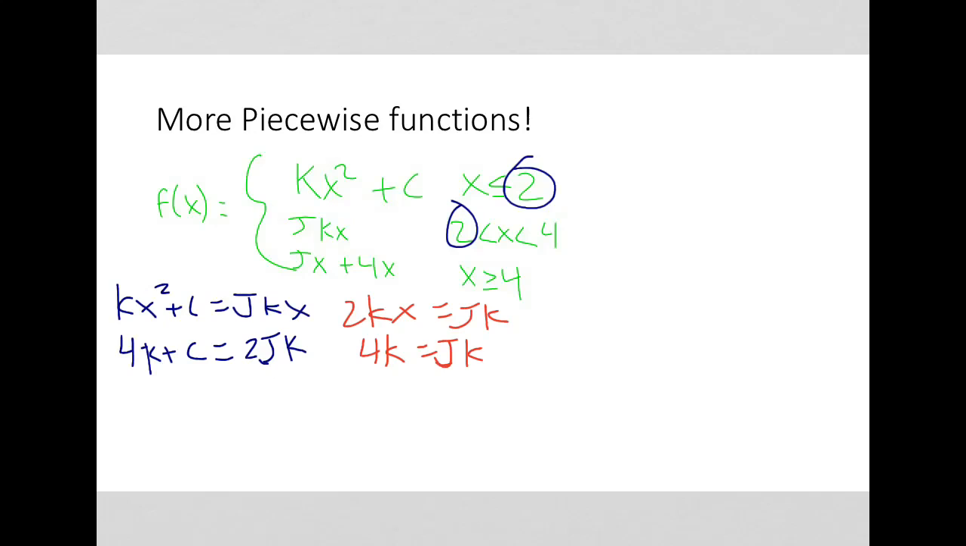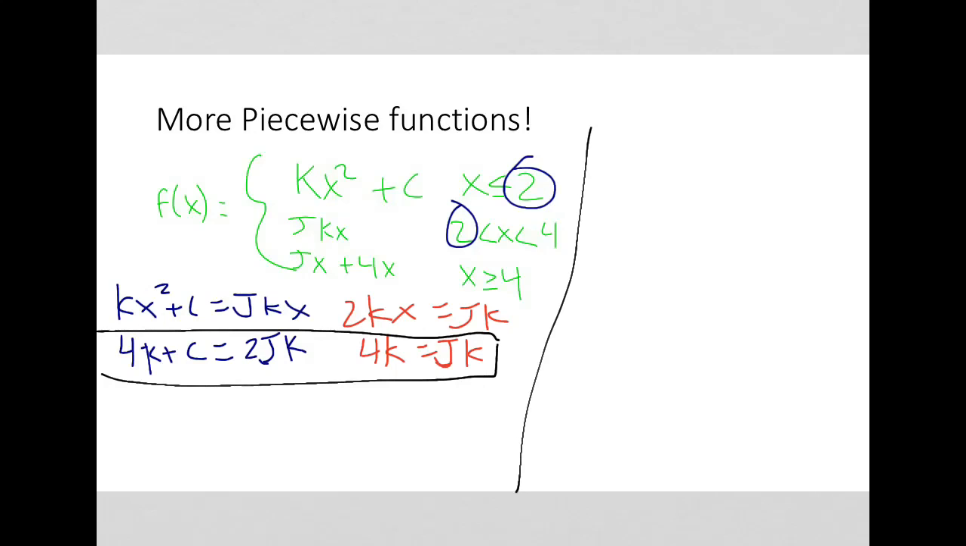Okay, and I can't do anything with this right now, so I'm going to leave those as they are, and I'm going to move to the other x value now. So now look at the x value of 4. Set those two functions equal to each other.